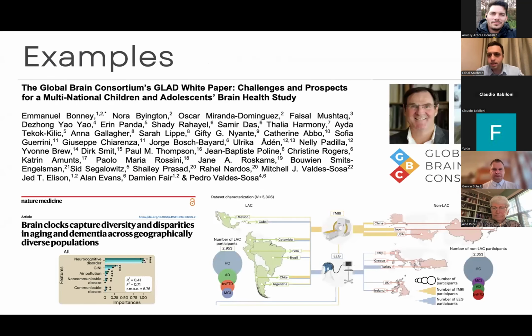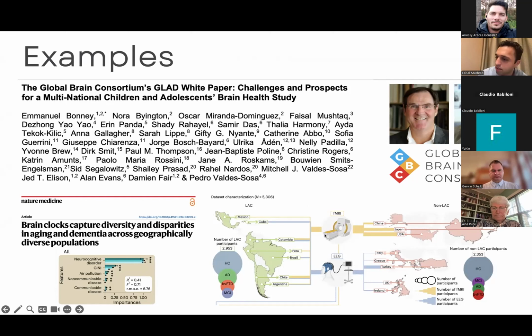To make that a bit more concrete, here are a couple of examples of initiatives that are trying to drive such work forward. A couple of years ago now, we published a white paper on the challenges and prospects for running longitudinal studies on children and adolescents to examine adolescent development. That's an area that we are actively working on putting together. There's also some really beautiful work that came out a couple of weeks ago, showing the diversity in brain health as measured by brain clocks.